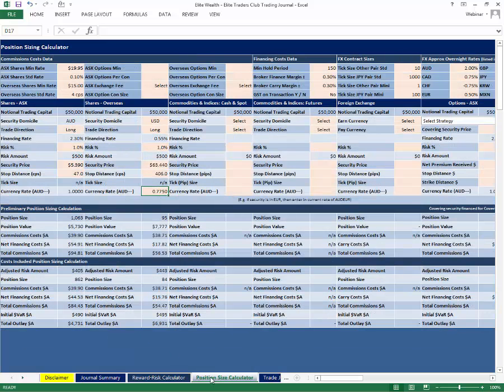So once you've chosen your stock, we now move to the position sizing calculator. You will have populated this with your trading costs up here for Australia and for overseas shares, which normally translates to USA. Contract sizes here only relate to if you're trading FX. Financing costs relate to if you're trading CFDs, which a lot of people are.